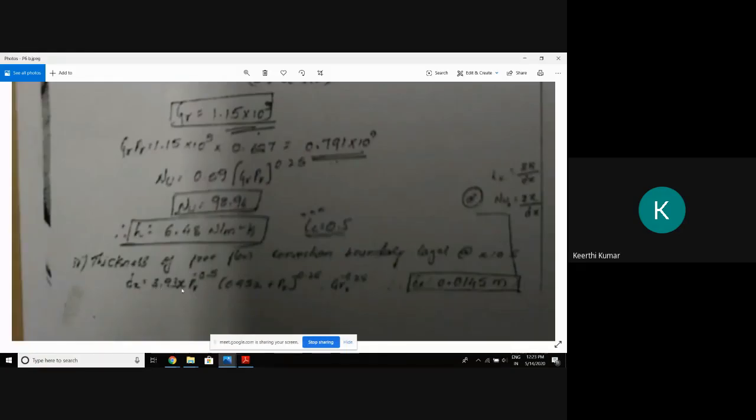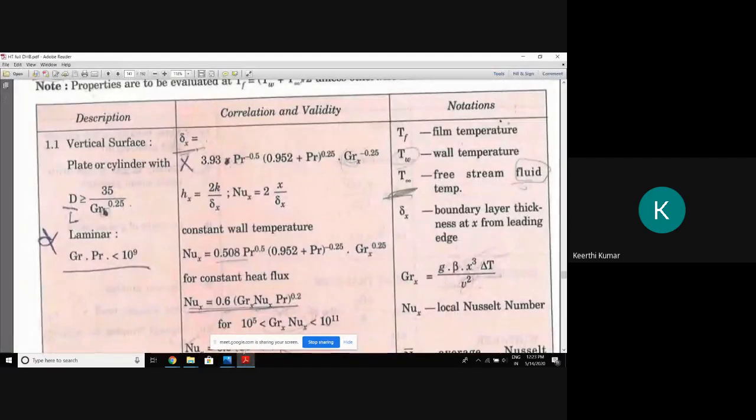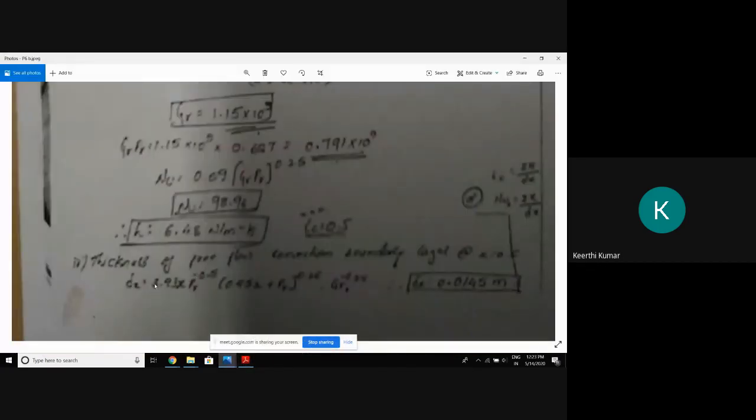I have written the same thing. I think it is blurred now. You can check from the data handbook. Same value I have written here, same formula. If we calculate and simplify, we will get the value.